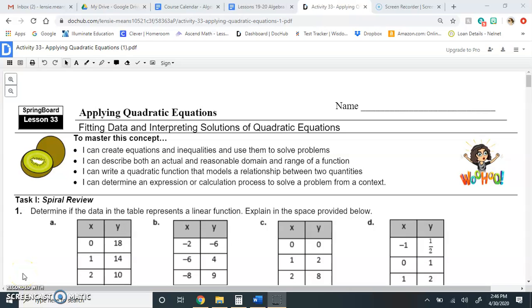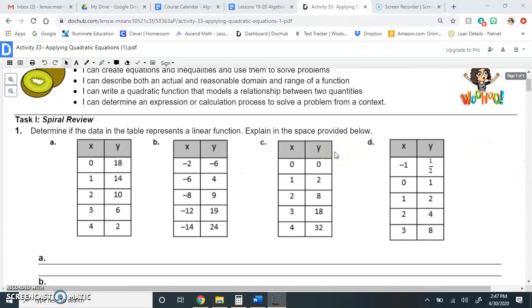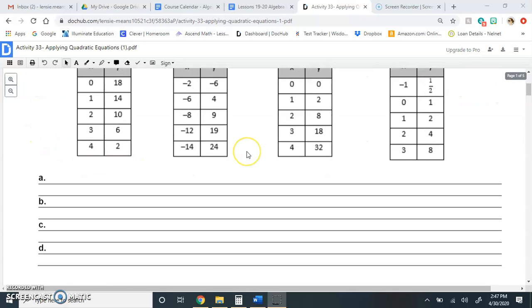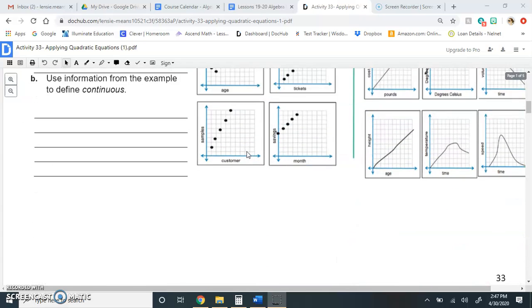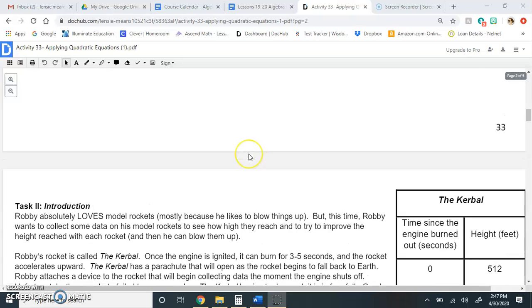This is going to be your video for lesson 33, applying quadratic functions, or applying quadratic equations, I should say. At this time, I'd like you to go ahead and pause the video and annotate your learning targets, as well as go ahead and do your spiral review questions. So number 1 and number 2, because those are our review.